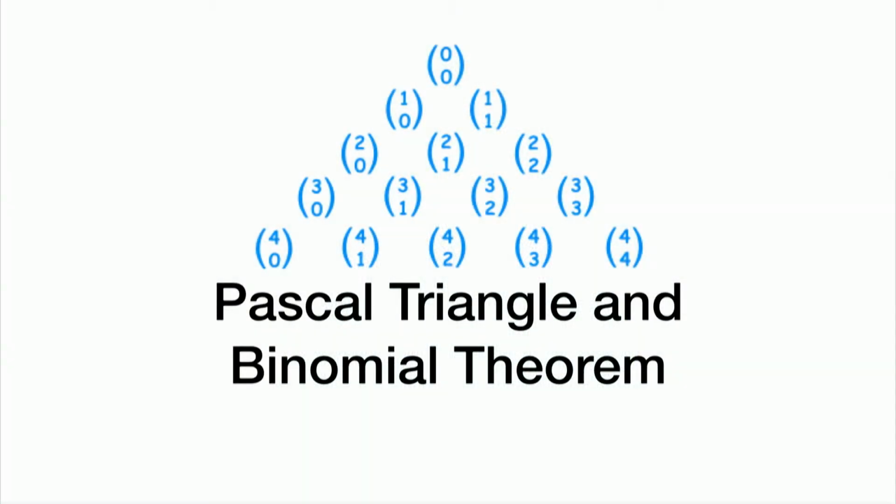Hi again. So far we've talked about the binomial coefficients, we gave some examples, how to calculate them, and we also talked about a couple of the properties. Now we want to continue with some more properties and talk about the Pascal triangle and the binomial theorem.